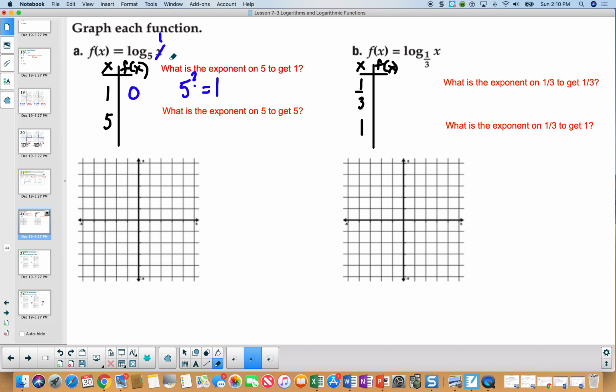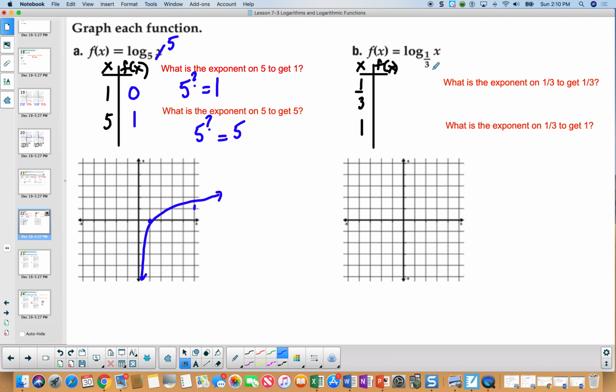Okay, now I want to substitute 5 in there. And I'm going to ask the question, what is the exponent on 5 that will get 5? And the answer is 1. So I'm going to use these 2 points to graph, (1, 0) and (5, 1). And remember this asymptote here. And then I didn't get that point very well, but I should have gone through that point.